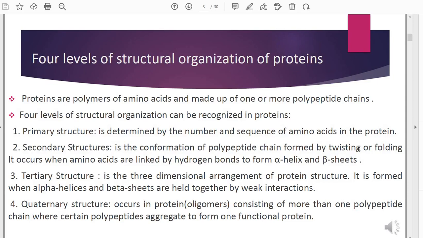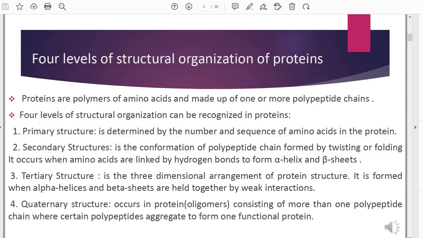Second level called secondary structure, which is the conformation of the polypeptide chain, and this is formed by twisting or folding. It occurs when amino acid linked by hydrogen bonds to form either alpha helix or beta pleated sheets. كل ده إن شاء الله هنشرحه بالتفصيل. يعني احنا الأول we will summarize the levels of structure of the protein. Each level we will explain in details.